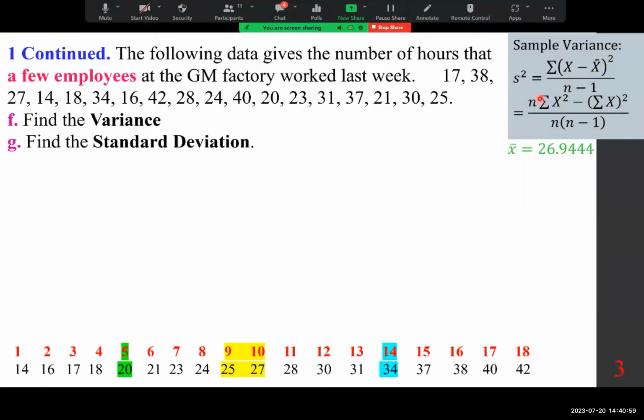So if we stick with that, N, we already know it's 18 from the previous page. I hope you remember that. Just look at this one. There are 18 pieces.